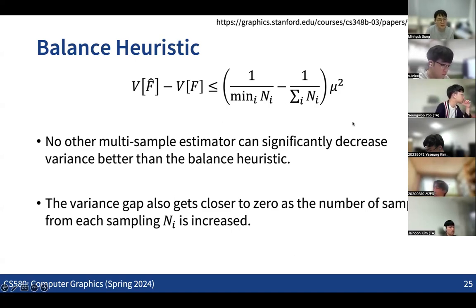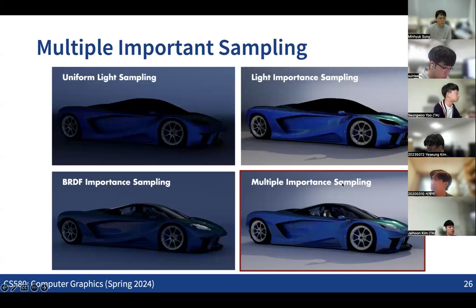So yeah, these are basically some basic ideas of multiple importance sampling. If we see a comparison with different sampling strategies, the top left is the case that we are doing uniform sampling. The top right is the case that we are taking light importance sampling, and the bottom left is the case that we are taking BRDF importance sampling.